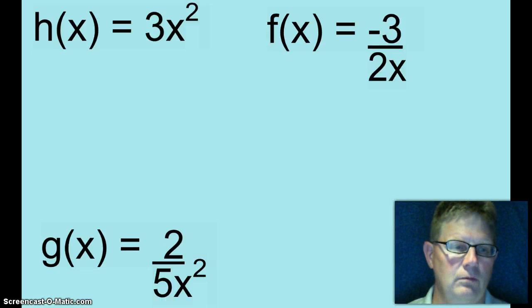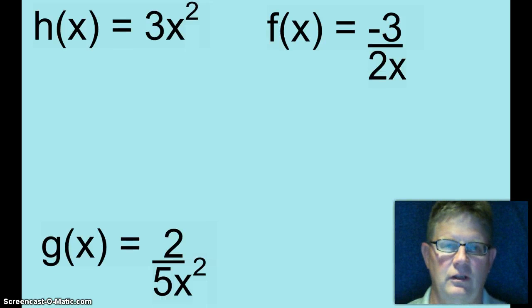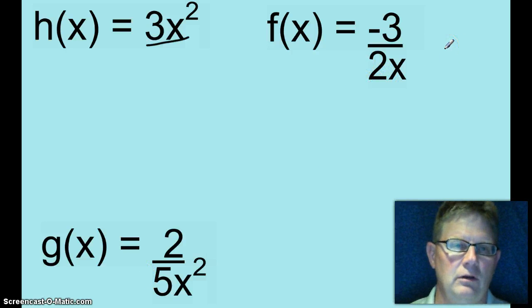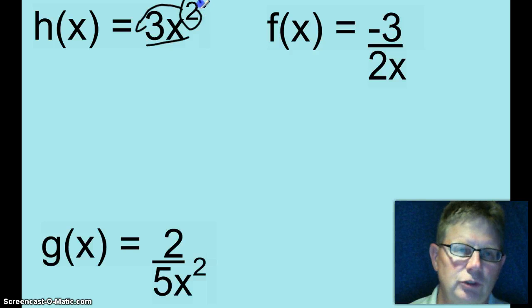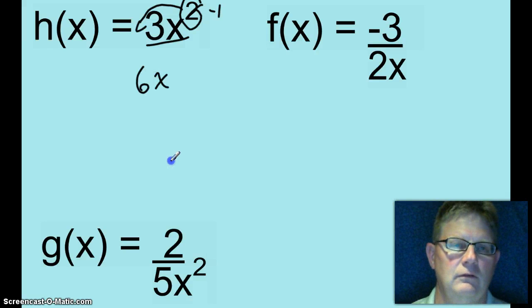Okay, how about some other functions that aren't necessarily linear, like a quadratic or rational functions? All right, this is how we're going to do it. Are you paying attention? We're going to take this 2 down, and we're going to move it down to the front as a new coefficient, and then subtract 1 from this 2 and make it a 1. So that would be 2 times 3, 6x. Can you believe it's that easy? No, really, it is. All right, this one's a little bit different.